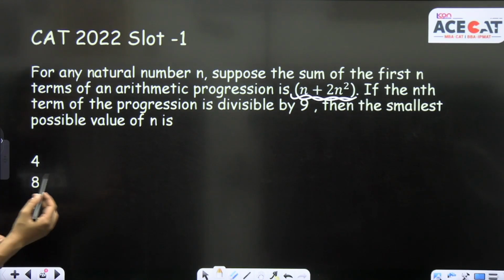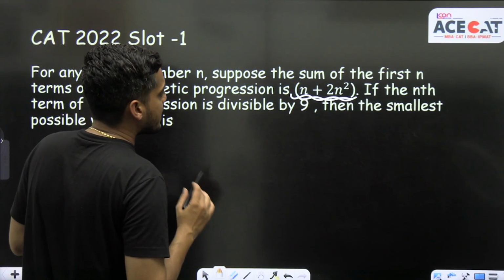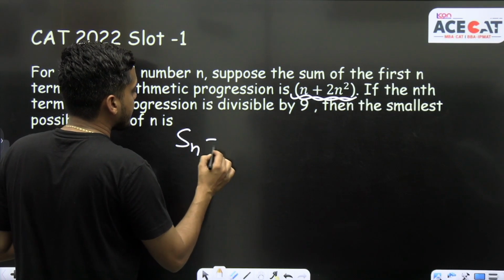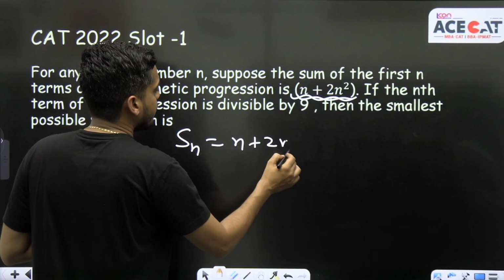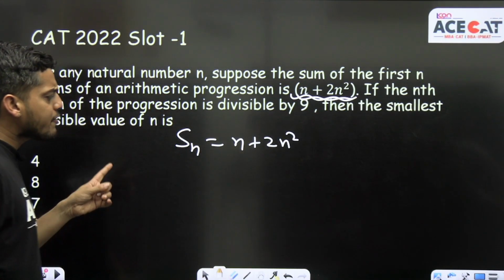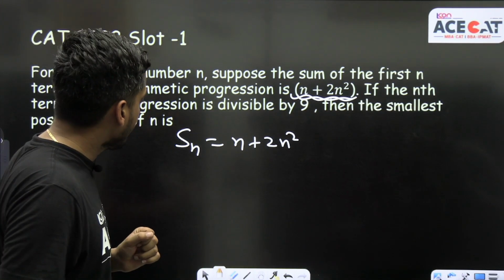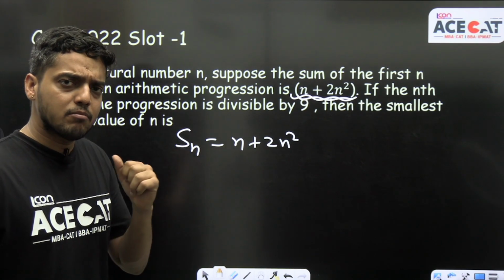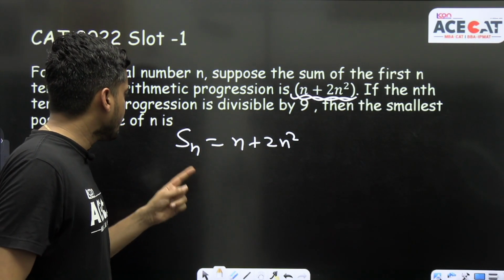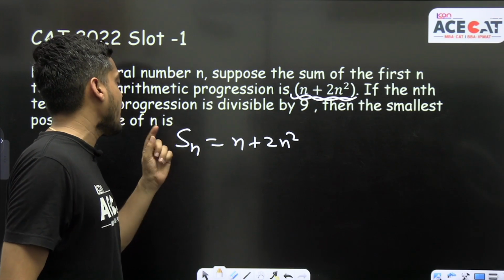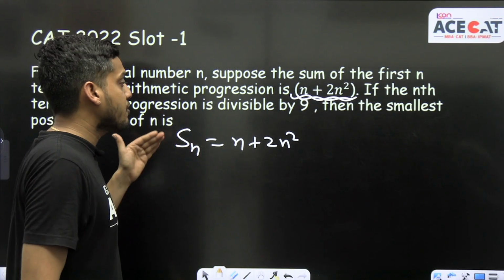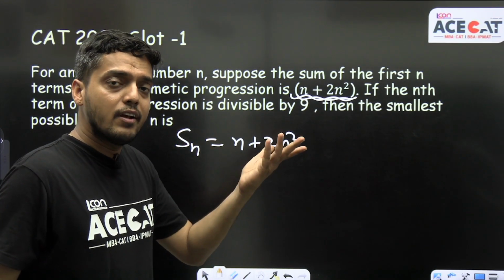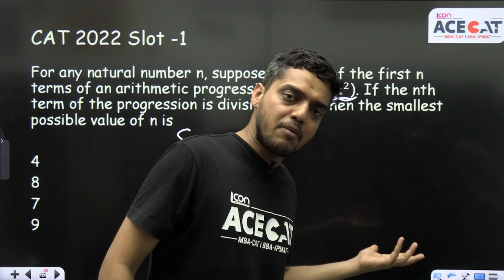n plus 2n square. So let's think like this. Sum of n terms is given as n plus 2n square. We all know that if I put n equal to 1 in this formula, I will get sum of one term. If I put n equal to 5, I will get sum of 5 terms. If I put n equal to 15, I will get sum of 15 terms of the same AP.